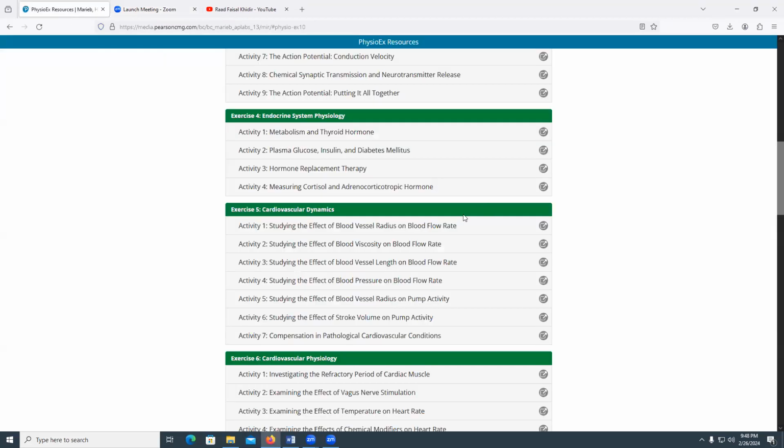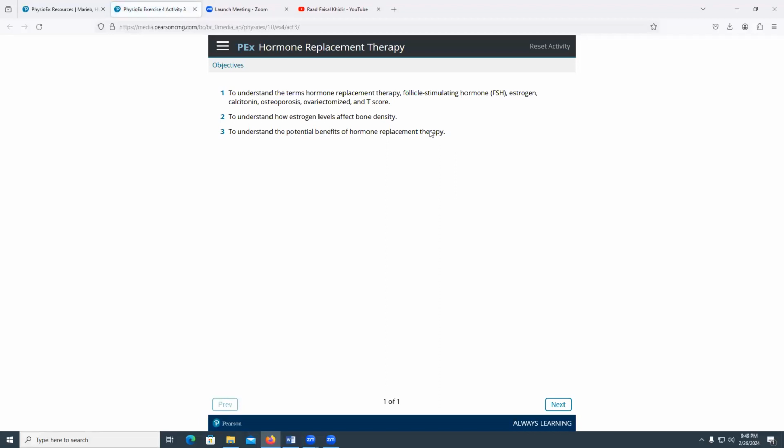Okay, hello and welcome to exercise 4, the endocrine system, activity number 3. Activity 3 is actually only one part, as compared to activity 1, which was 4 parts, and activity 2, which was 2 parts. Activities 3 and 4 are only one part. So let's click on that.